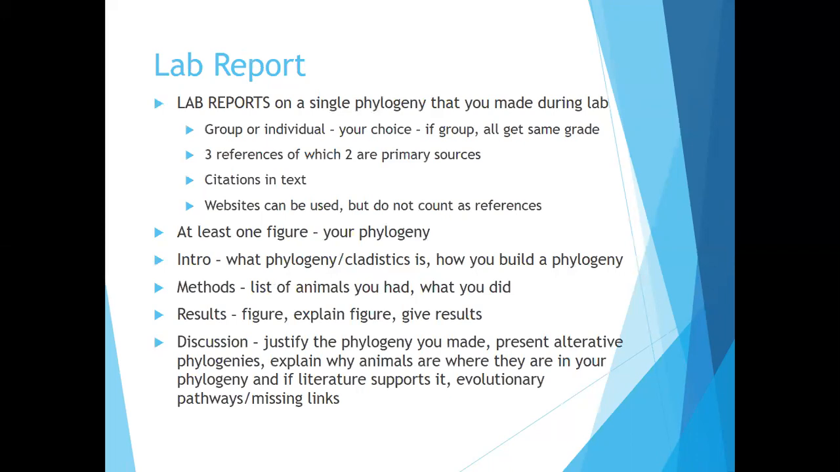In the discussion section, you're going to justify the phylogeny you made. You may present alternative phylogenies. You're going to explain why the animals are where they are in your phylogeny and whether or not the literature supports this. You also may want to talk about evolutionary pathways and missing links, and perhaps some areas where there might be confusion with your phylogeny.